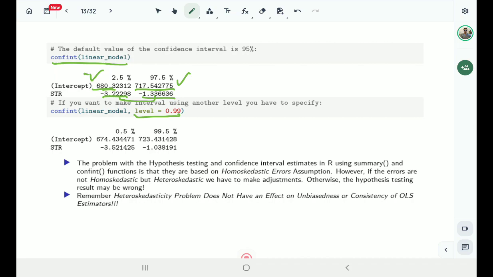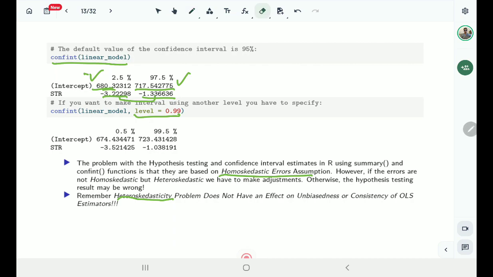Okay. But here we have a problem. You know, this summary function and confint function are a little bit problematic because both of them are operating on the assumption that you have homoscedastic errors. So the summary and confint functions are presupposing that you have homoscedastic errors: the variance of errors is not changing across observations, across x's. But in reality, it may not be the case. In reality, most of the data is heteroscedastic. So whenever you have a heteroscedasticity problem, the summary and confint outputs related to the confidence interval and hypothesis testing may become invalid.